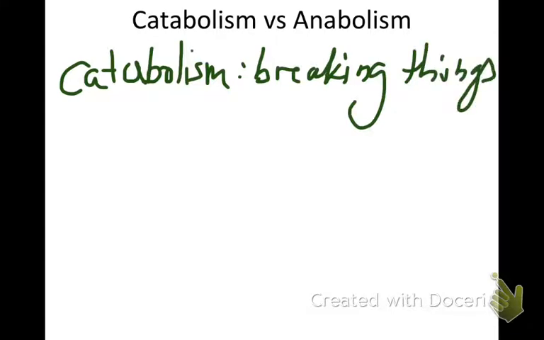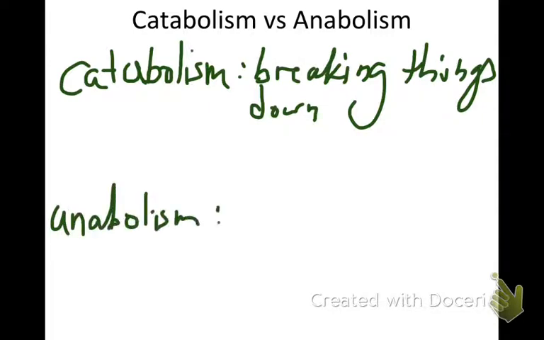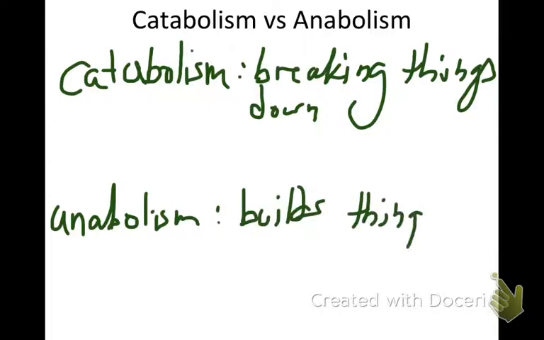And you'll see why I'm saying things instead of a more appropriate substitution in just a second. And anabolism is just the opposite of that. Anabolism builds things up. And the reason why I use things is because this can refer to substances such as compounds, molecules, even sometimes on the atomic level. So catabolism is breaking things down, and anabolism is building things up.